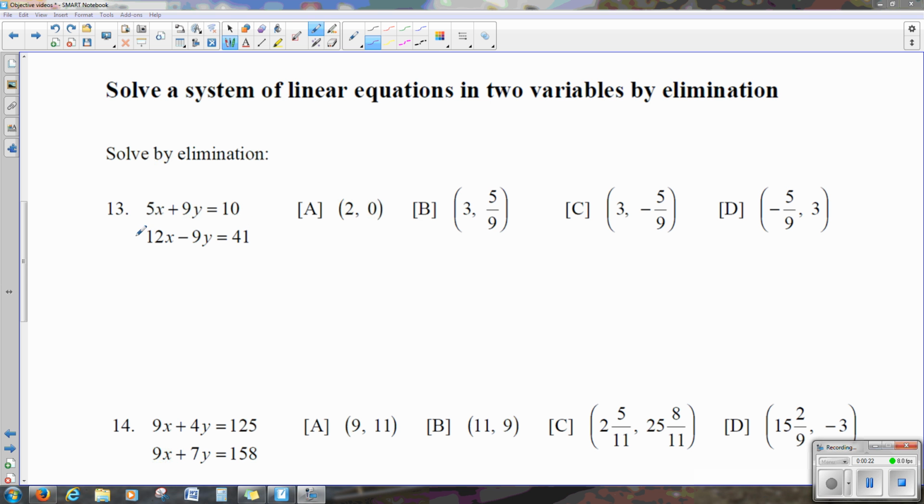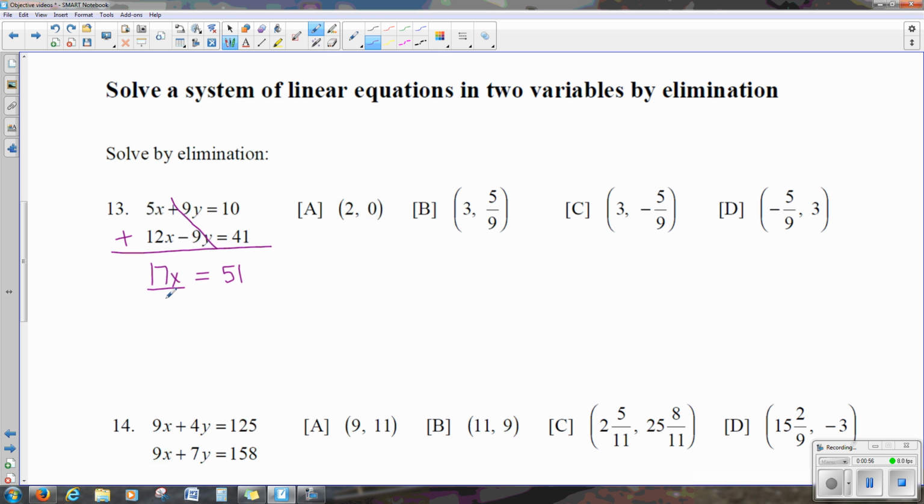If we take these two equations and we add them together, okay, what we're going to have is that this positive 9y and negative 9y are going to be eliminated because 9y minus 9y is just 0, right? They're going to cancel each other out. So now we just add the other things together. 5x plus 12x, they're like terms, so we get 17x. We've got to make sure that our equal signs are lined up, and 10 plus 41 is 51.